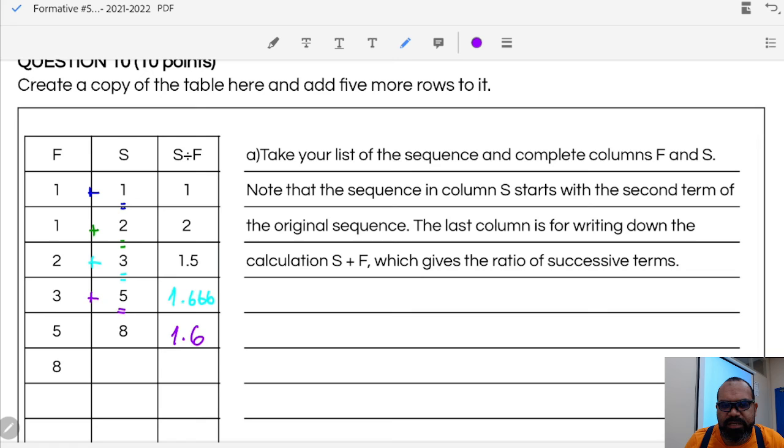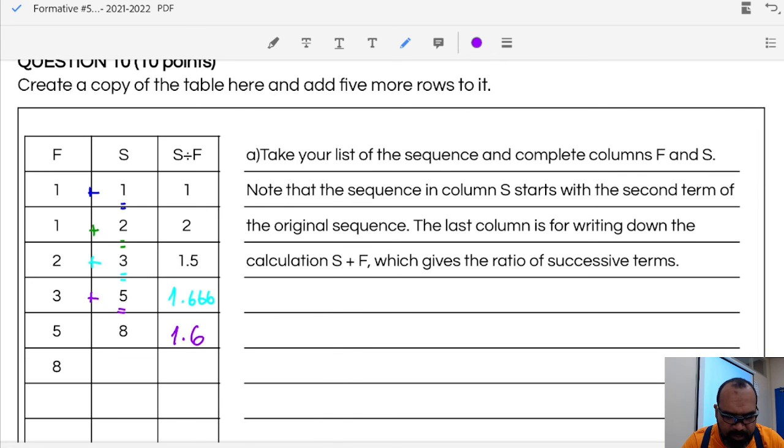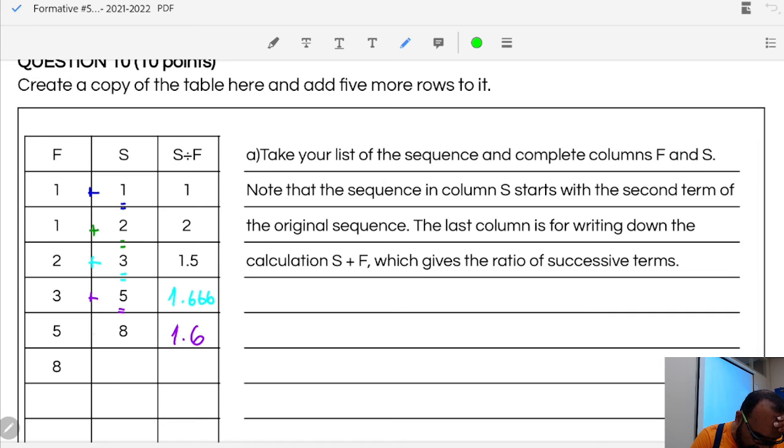Any question here, guys? 8 divided by 5. Let me do it again on the calculator to be sure. 1.6. Great. Next one. We know the pattern. Let's go ahead: 5 plus 8 is 13. 13 divided by 8 is 1.625.